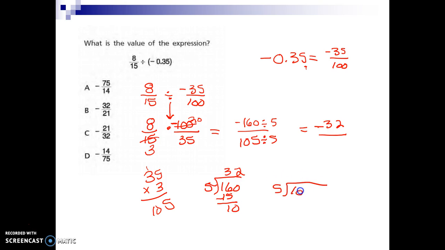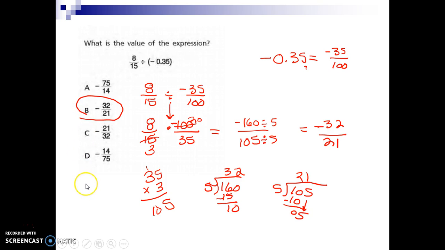5. 5 goes into 10 twice. Drag down a 5. 5 goes into 5 once. Negative 32 over 21. Negative 32 over 21 it is. All right, so hopefully that one helped.